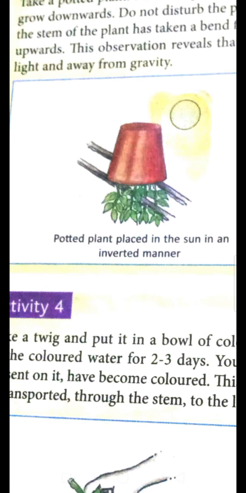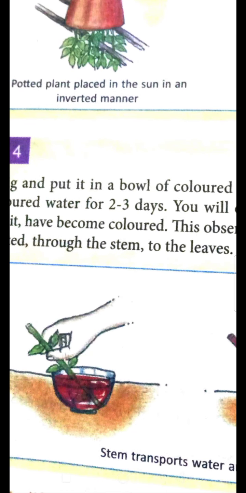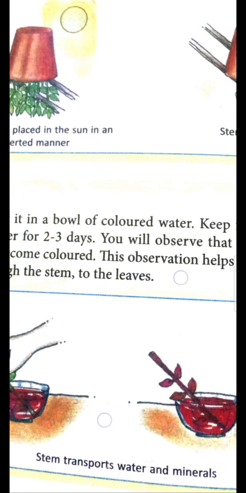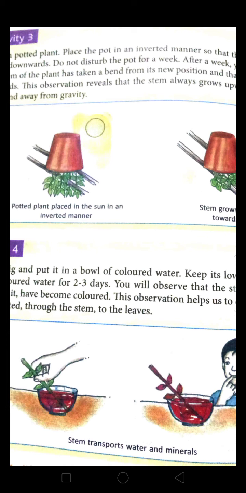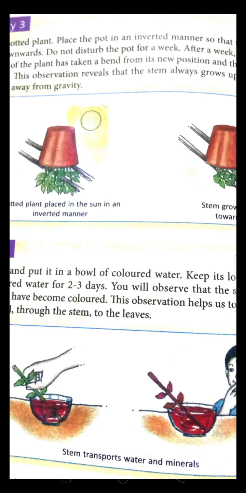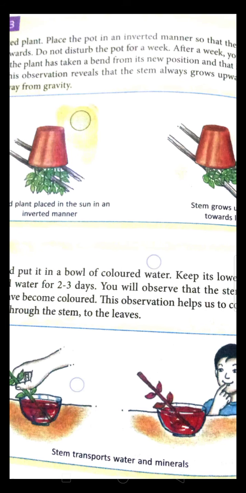Stem performs the function of transport of water and minerals. For this, there is an activity. We will perform this activity in our Zoom class. We have placed the stem in a colored water bowl, and you can see here this stem has also become red in color because of this red colored water, which shows that the water is transported in the stem. So the stem performs the function of transport of water and minerals. This is clear from this activity.